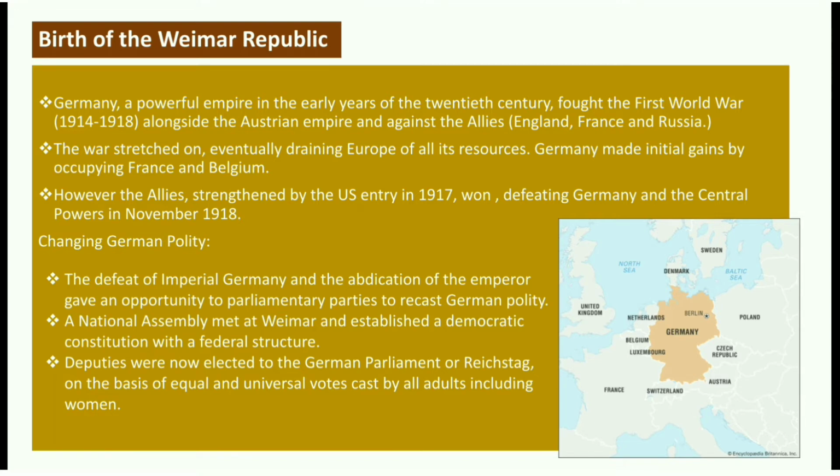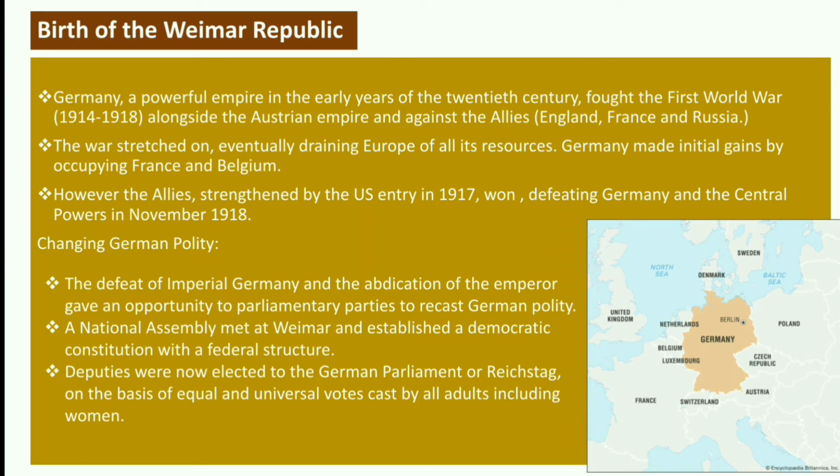So Germany, a powerful empire in the early years of the 20th century, fought the First World War alongside the Austrian Empire and against the Allies. The war stretched on, eventually draining Europe of all its resources. Germany made initial gains by occupying France and Belgium. However, the Allies, strengthened by the US entry in 1917, won, defeating Germany and the Central Powers in November 1918.